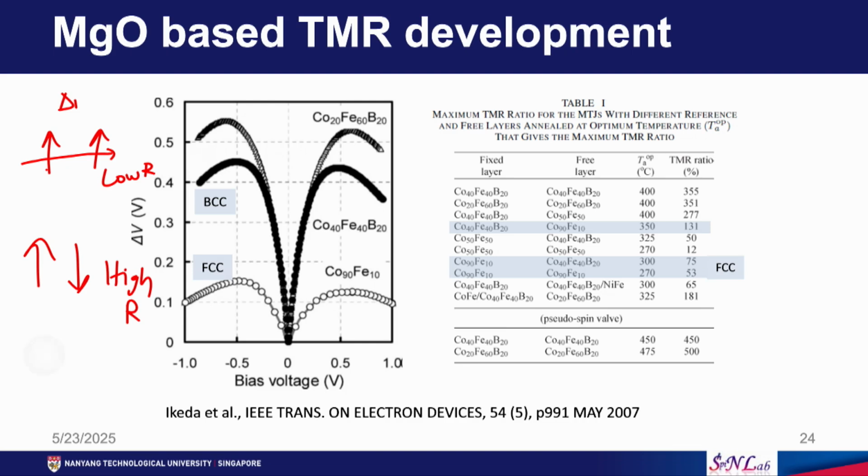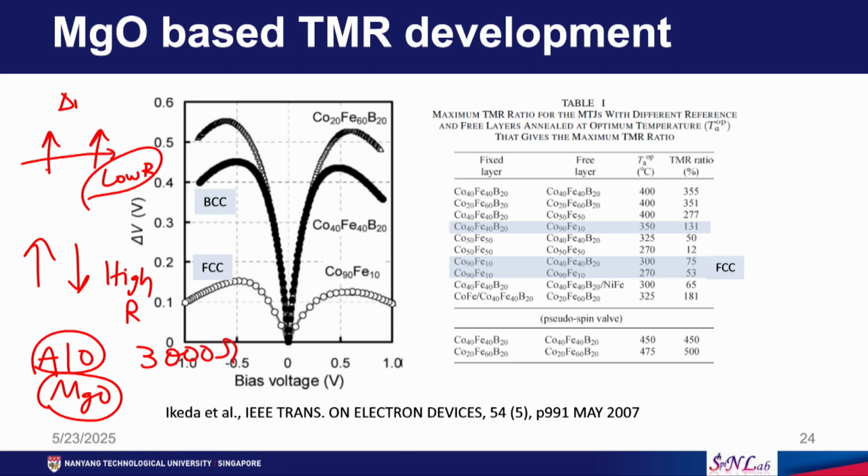And the key difference between aluminum oxide and magnesium oxide is that the low resistance of the magnesium oxide is actually much lower than aluminum oxide. Okay. Let us say in magnesium oxide you have something like 3000 ohms versus 1000 ohms. In the case of aluminum oxide, you will go from 3000 ohms to probably 2200 ohms, something like this. Okay. So for the parallel state you will have much lower resistance in magnesium oxide.